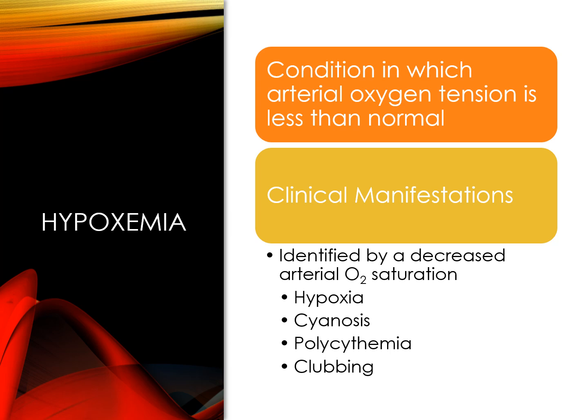So we talked a little bit about hypoxemia and cyanosis. Basically, we need to understand that hypoxemia is when you have less oxygen in your blood. The arterial oxygen tension is less than normal. We don't have enough circulating oxygen in the blood. We see this by a decrease in oxygen saturation. Also, we can see this with cyanosis.